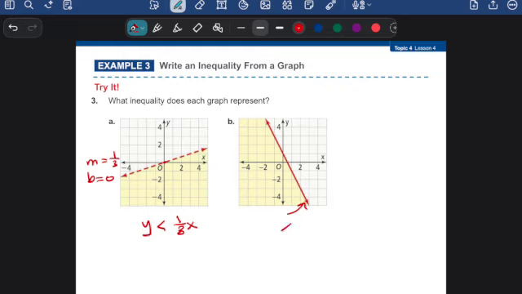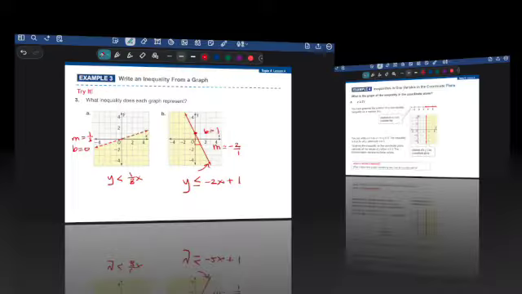So this would be a less than symbol. It is a solid line, so we know it's also equal to. Now we need to identify the slope and the y-intercept. The y-intercept is at positive 1, and the slope is negative. We go down 2 over 1. So negative 2 over 1 is our slope. Put that into our slope-intercept form. Y less than or equal to negative 2x plus 1.